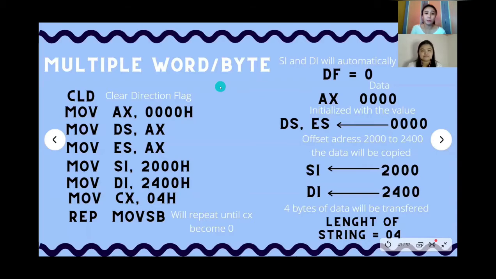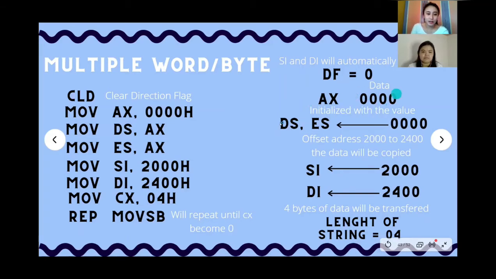So, this is for when multiple words or bytes are processed in a string. CLD, or the clear direction flag. DF means direction flag. When the direction flag is equal to 0, the SI and DI will automatically increment. The next instruction is MOV AX, 0000H, which means the AX will contain 0000, so the value of AX now is 0000.